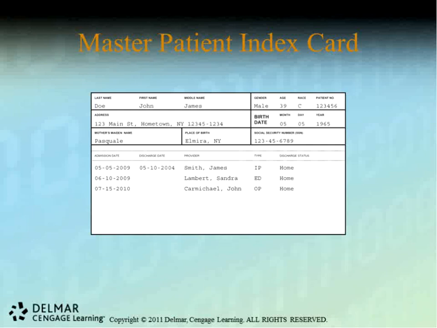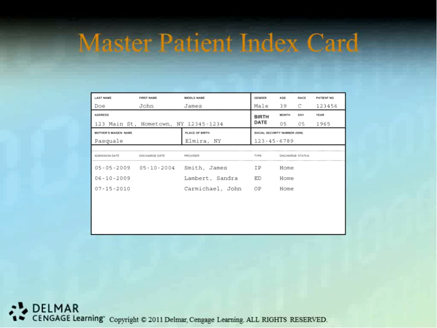Other things you have to think about is when there are errors. Say in a manual MPI, if an error is made in the patient's name or some other error that will impact us pulling or locating that file. Say we misfile it, it's going to be harder to find that information than in an automated MPI. So that will be a downfall there.